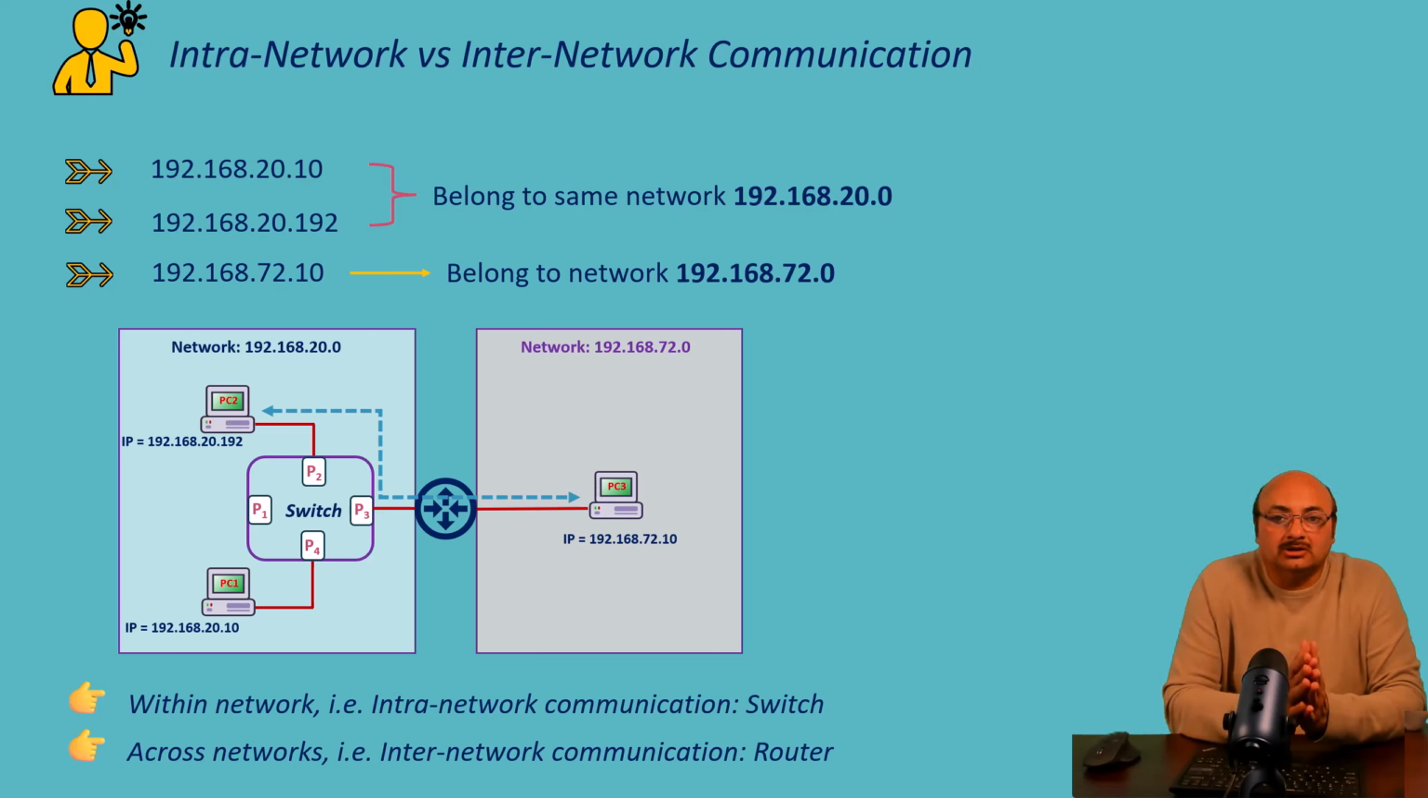To summarize what we learned in this lesson, if an IP address and a subnet mask are given, we now know how to extract the network address. If two different IP addresses are given, we can find out whether they belong to the same network or two different networks. And finally, we learned what is within the network, or intra-network communication, and what is across network, that is inter-network communication.